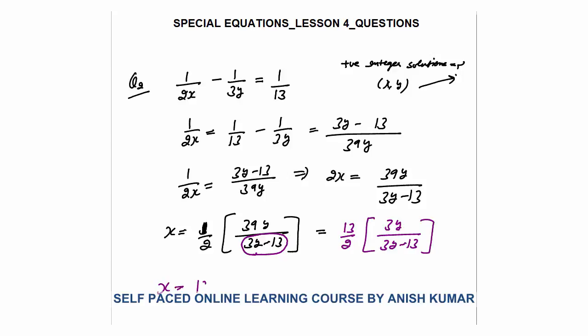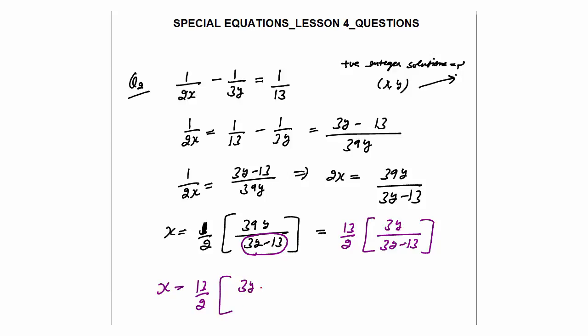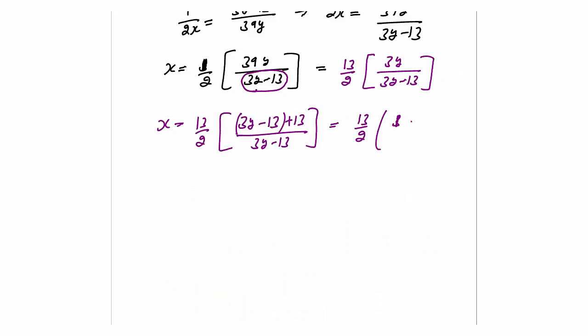Again, can I say that this is 13 by 2. Whatever there is in the denominator, I will make that in the numerator: 3y minus 13 plus 13 by 3y minus 13. So this will be equal to 13 by 2 into, this would be 3, this would be 1. If you make this bracket and divide, this will become 1 plus 13 upon 3y minus 13. If you solve it further, this will become 13 by 2 plus 169 by 2 into 3y minus 13. That will be the value of x.